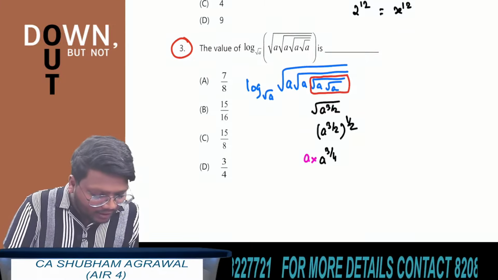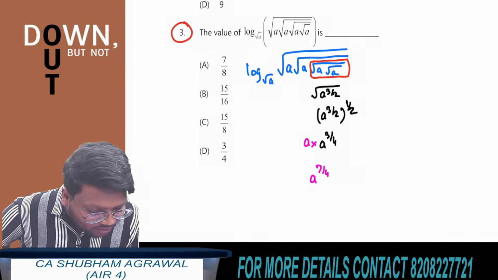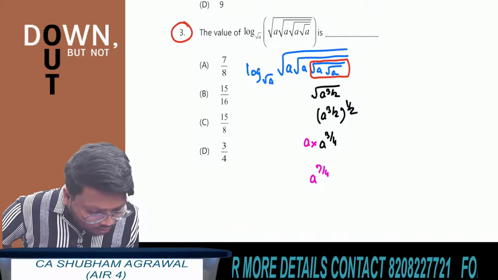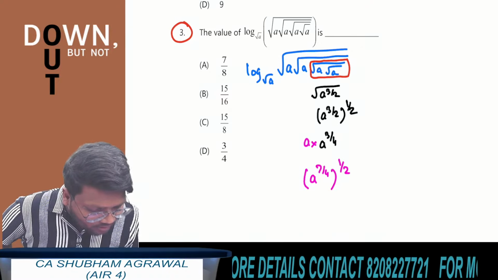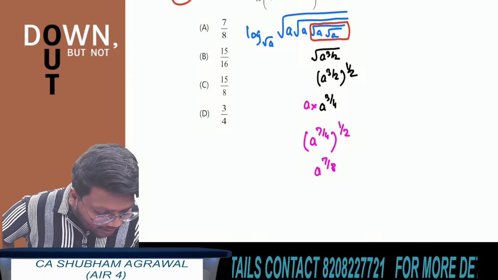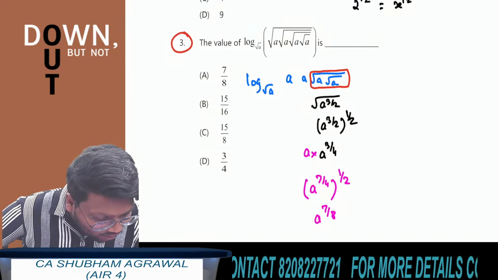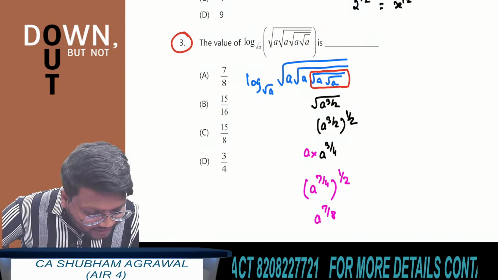What we will get? A multiplied by a to the power 3 by 4 is a to the power 7 by 4. And this thing is also there in square root. In order to remove that square root sign, we have to write 1 by 2 in the power. So what we are getting now? A to the power 7 by 8. This a to the power 7 by 8 is the value of the portion which I have highlighted with pink color.